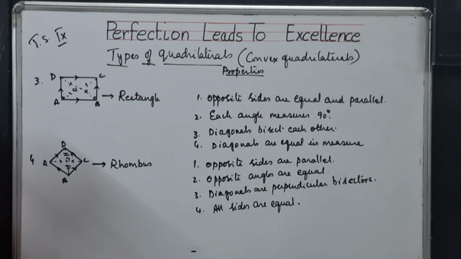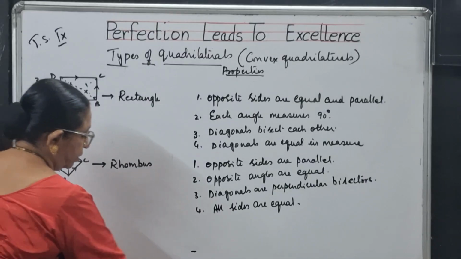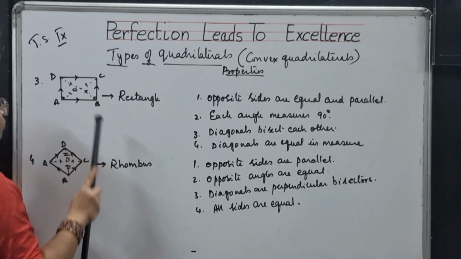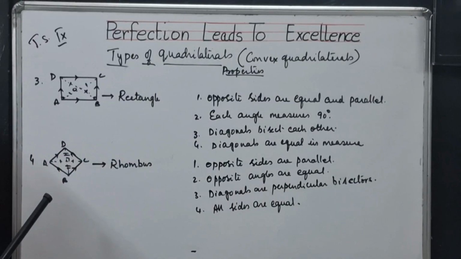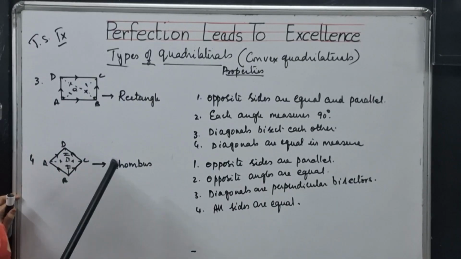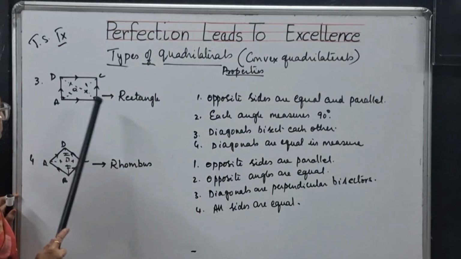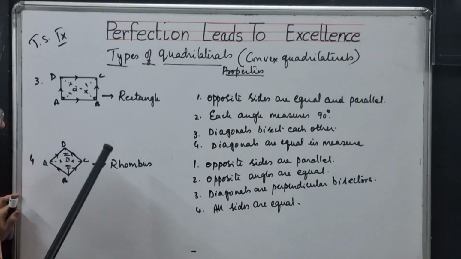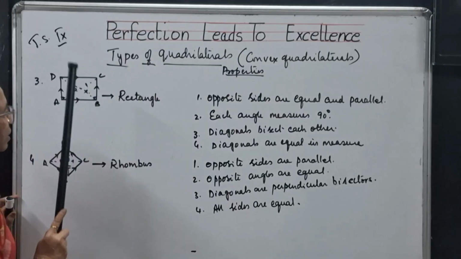Now, third one, children. Third one is a closed figure in which opposite sides are equal and parallel, and it maintains an angle of 90 degrees with the sides. So this figure is a rectangle. So what are the properties? Opposite sides are equal and parallel, just like that of the parallelogram. But what is the difference between parallelogram and rectangle? Each angle measures 90 degrees.